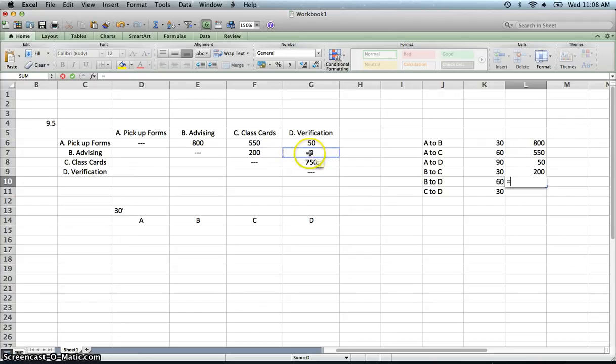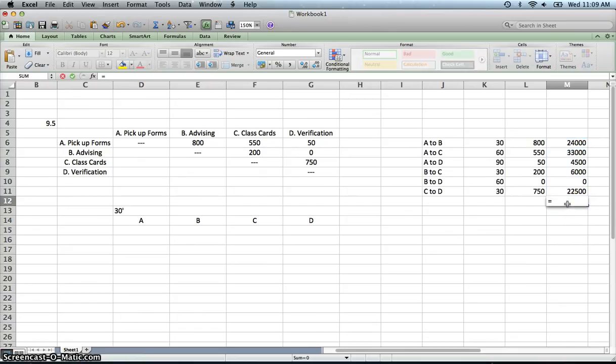There is 0 actually, so there is no interaction between advising and verification at all. And then we have the last relationship, the C to D, so class cards to verification. There's 750 interaction there. And so we can simply add these up. So we would take this and multiply it times the activity. And we're going to go ahead and copy this down.